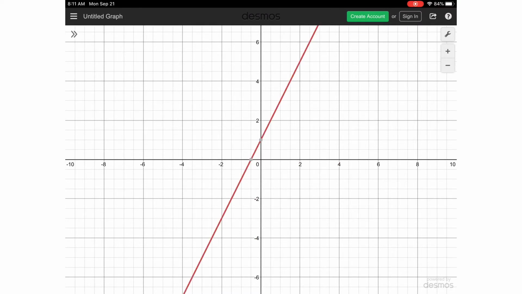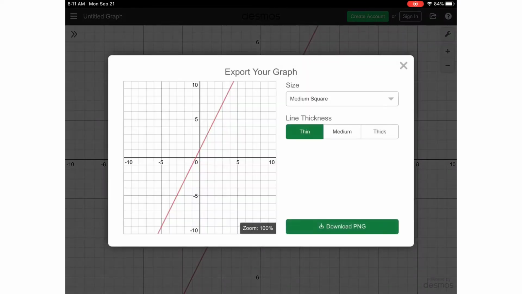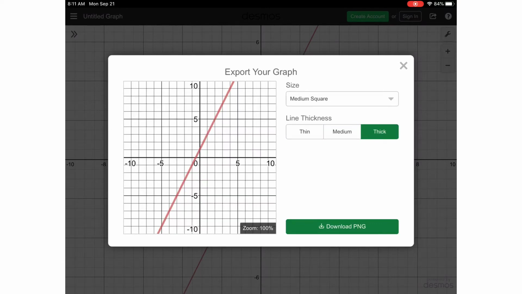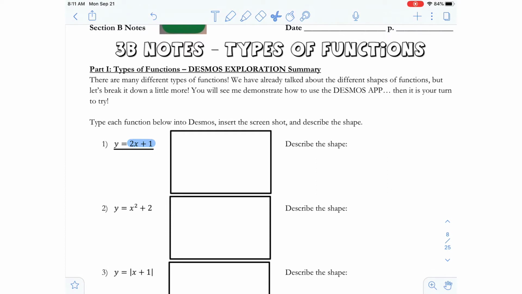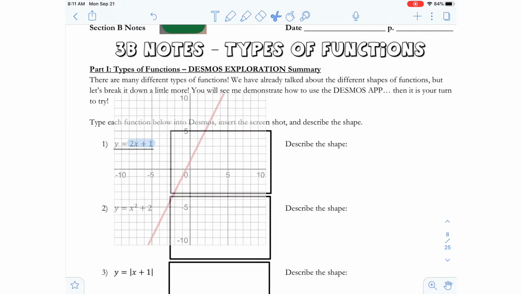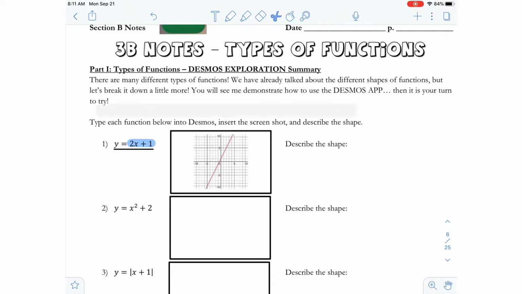I want to insert this graph into my notes. So I'm going to hit the share button, which is that little box in the corner with the arrow going out of it. I'm going to export the image. I like to make the picture medium or thick. You can just hold it down with your finger and hit copy, go to your notes, go to the scissors, hit paste image, and boom, there's my graph. I'm going to put it right there in the box, and it says describe the shape, and I would say that this shape is a line, a straight line.